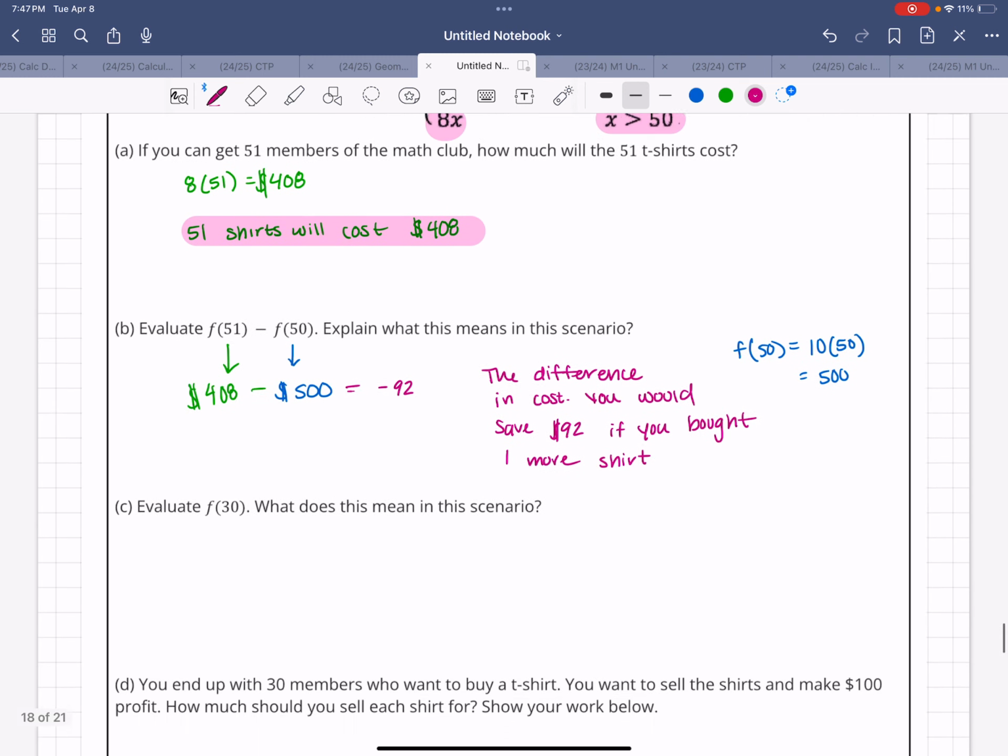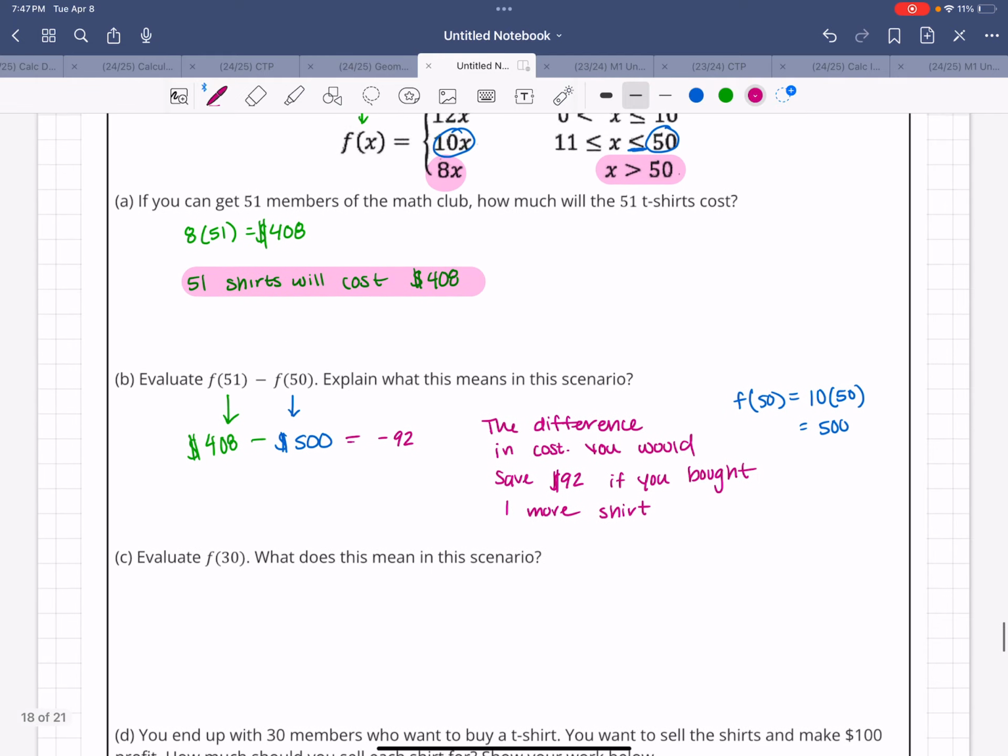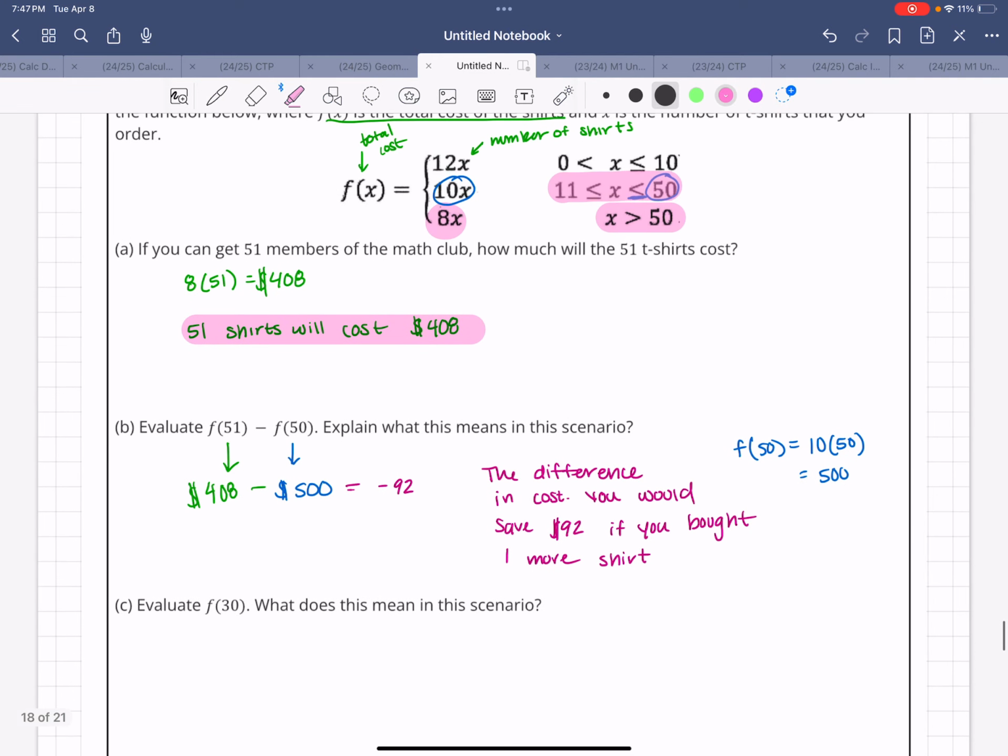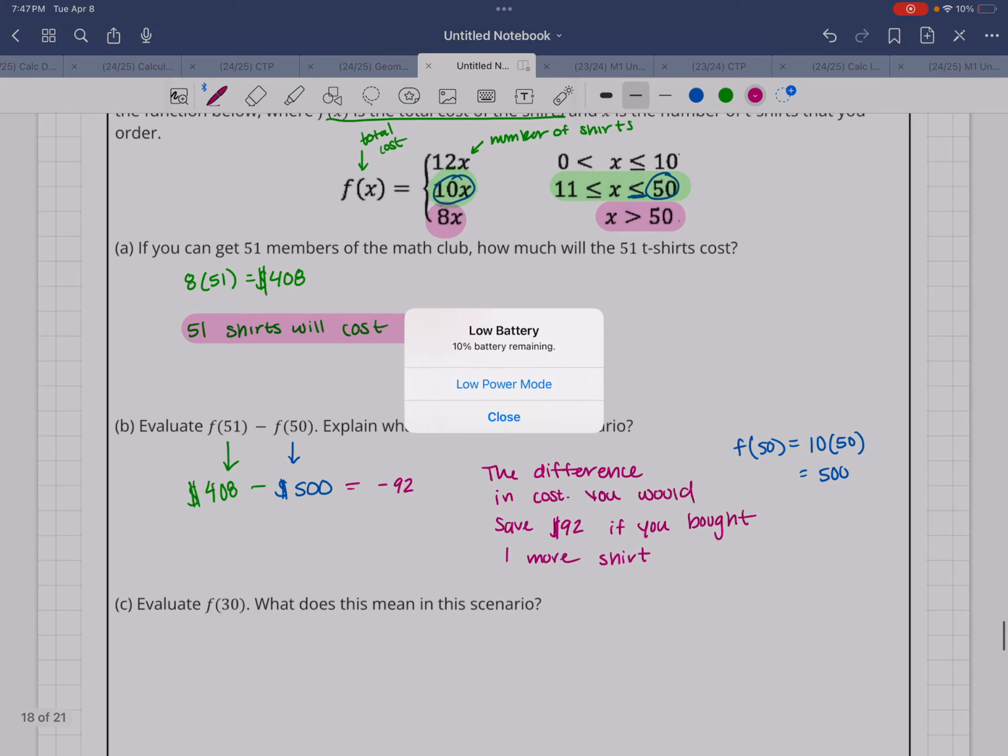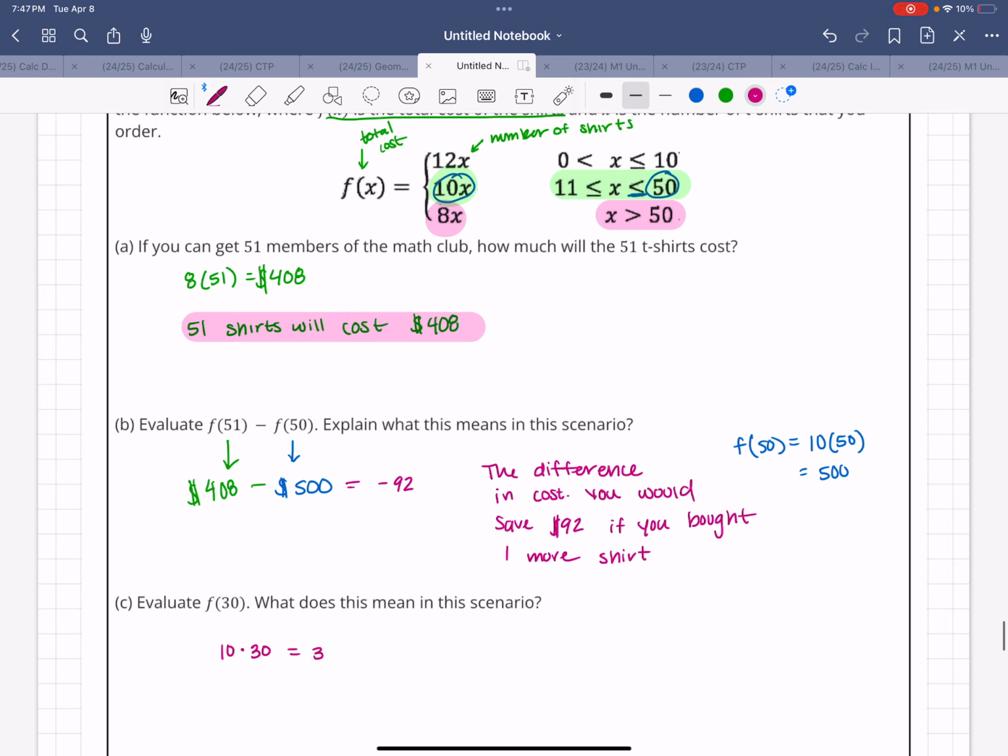All right, let's look at C. Evaluate f of 30. So f of 30 is going to be this inequality here. Let me put this in green actually. So we're going to be using 10x. So f of 30 is going to be 10 times 30, which is going to be $300. So this is the cost of 30 shirts.